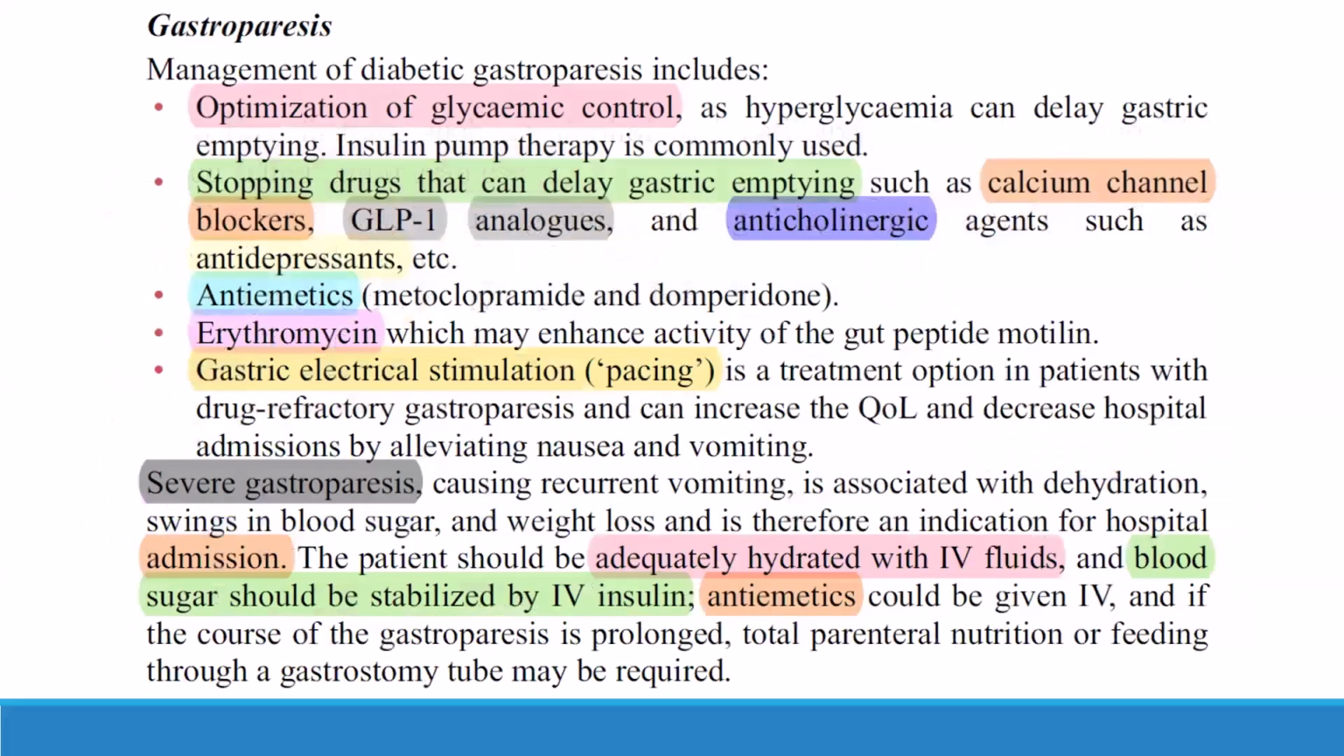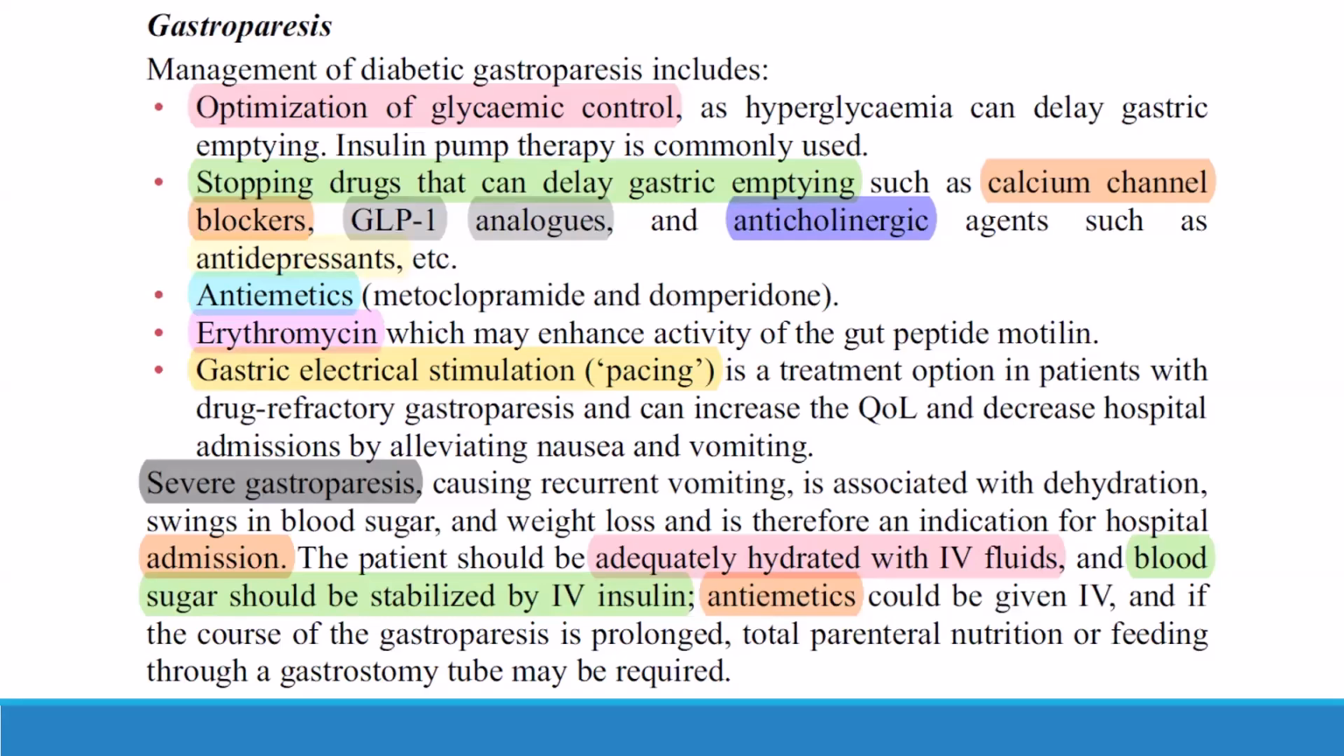Gastroparesis also is a repeated question in the final exam. We should treat by optimization of the glycemic control, stopping drugs that delay the gastric emptying like GLP-1 receptor analog, calcium channel blocker, anticholinergic drug, anti-emetic in the form of metoclopramide and domperidone. Domperidone is the most studied drug. But in the final exam, usually the combination of metoclopramide with cyclizine is the best option.